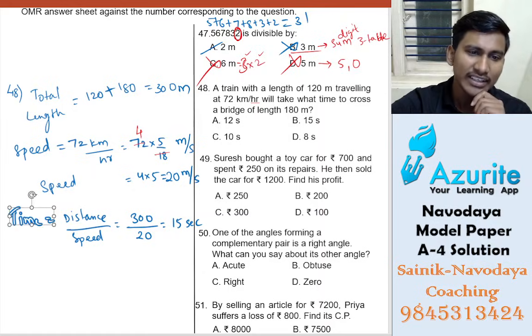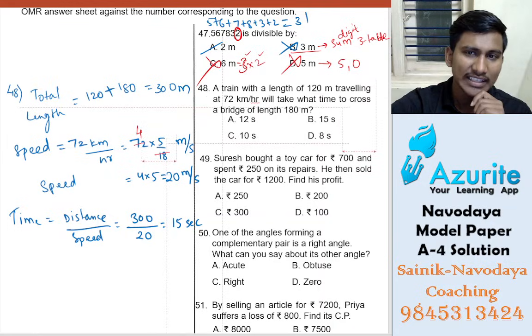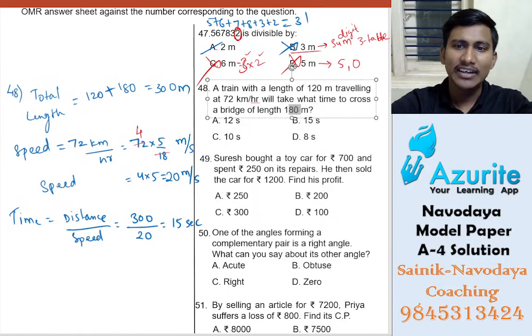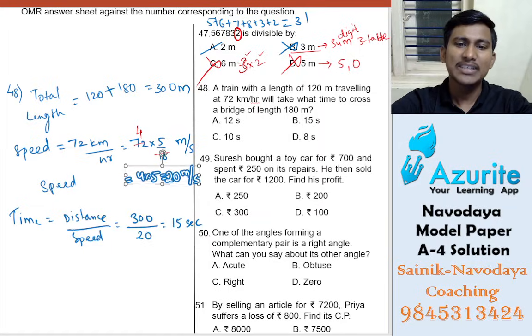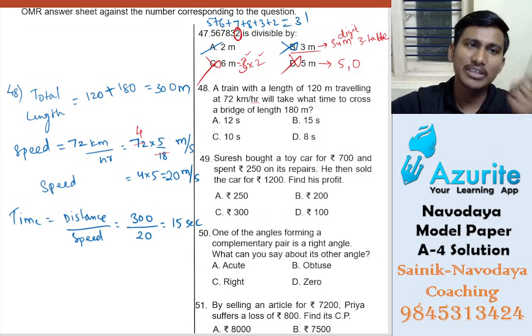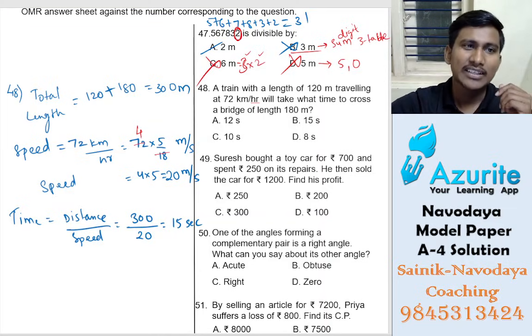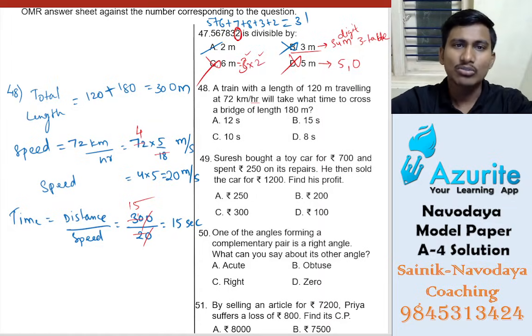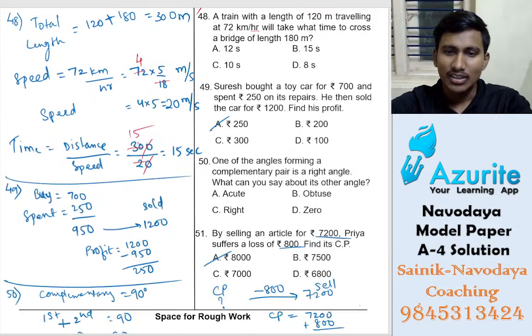Now time, how do we find? Distance by speed. So distance is total 120 plus 180, that is 300, right? So 300 divided by speed, 20 meter per second. 300 divided by 20, cancel 10 here and 10 here. Now 2 1s are 2, 1 will remain, 2 5s are 10. So 15 seconds. 15 2s are 30, right? So it will take 15 seconds. That is option B here. Got it? So now let's go to the 49 question.